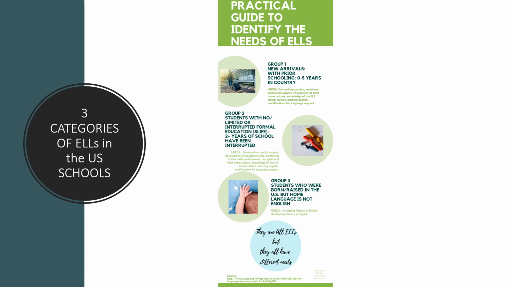And group 3, they are long-term language learners. They may be born in the United States, or they may have been living in the United States for a long time, but their home language is not English. That's why they are called English language learner. However, this group is a lot different from the other two groups since they actually know English.